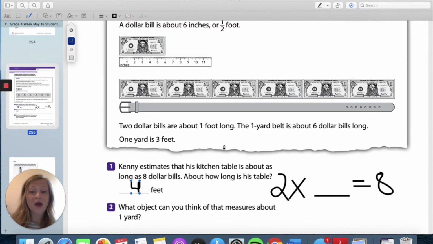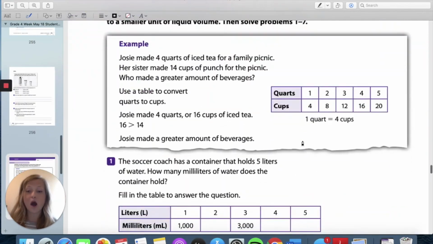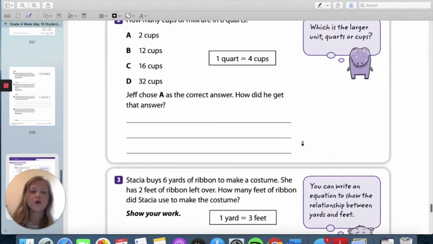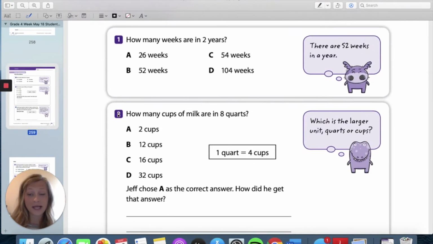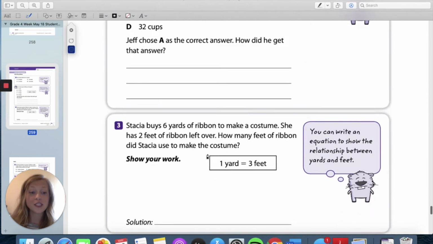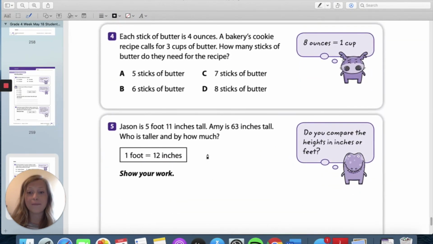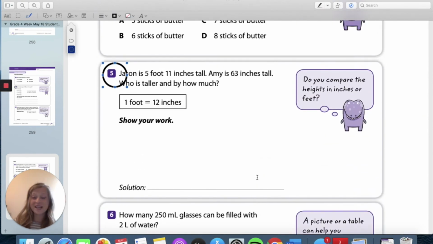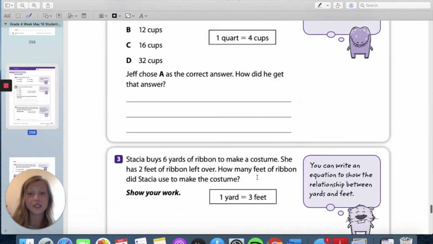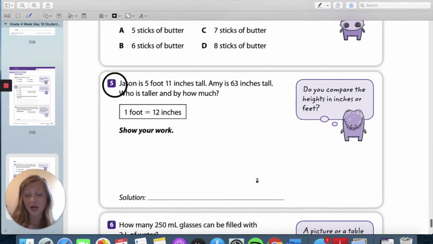Now, for the rest of your packet, hopefully these examples helped you, and always come back to this video to reference or go back to the examples at the top of each page to help you. I really want to send you off with just a few focus problems from pages 259 and 260. I would really like you to focus on number 2 on page 259 and then number 5 on page 260. Of course, the expectation is that you do the rest of the problems, but number 2 and number 5 are great problems that are going to push your thinking and make you even stronger scholars.